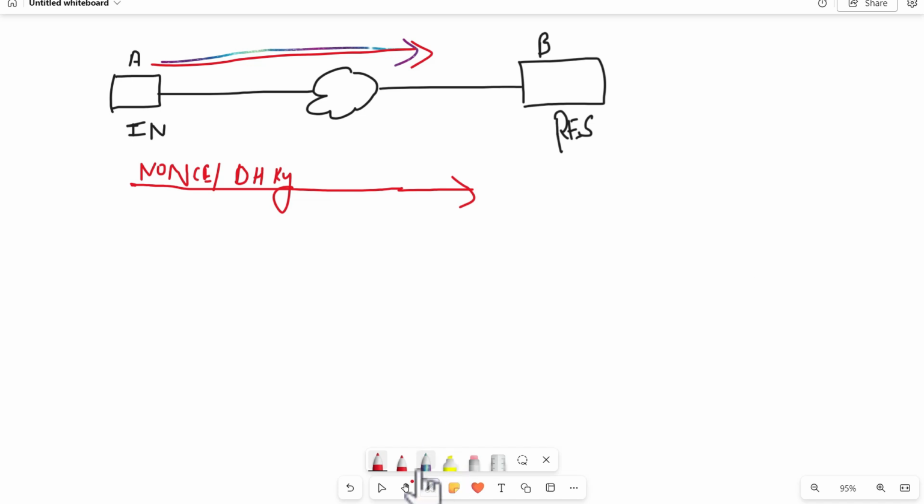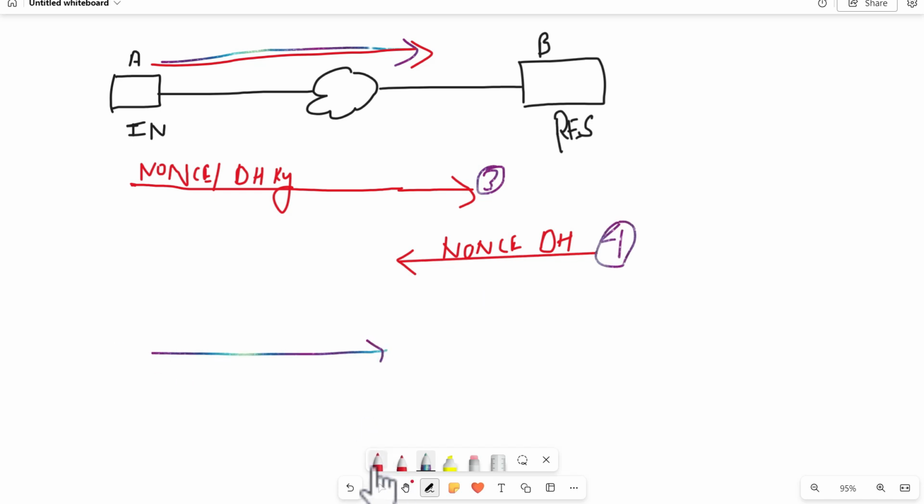Now the receiver will also respond. Let me check the colors. Yes, the receiver will also respond. What will the receiver respond? The same thing: nonce plus DH key. So both sides have responded. Now this was the third packet and this was the fourth packet. And now we have reached packet 5.